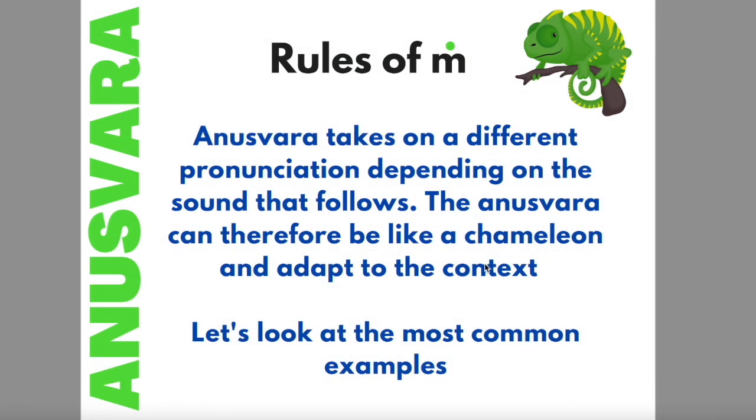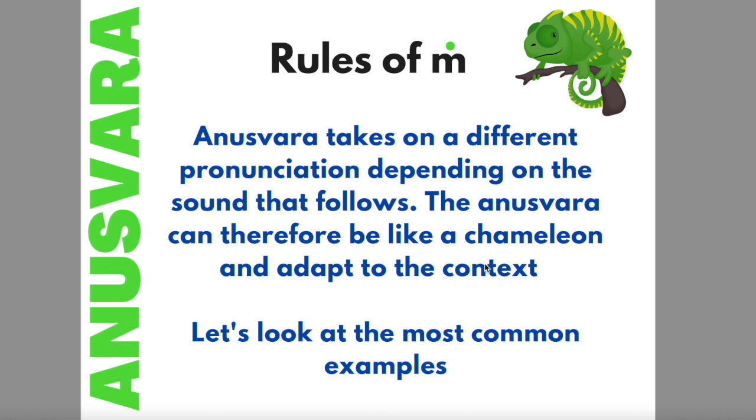We now look at a very exceptional rule, and it's completely optional if you wish to apply it or not. But it's nice to have an understanding of why the particular sounds change now and then. It's a very poetic expression which is known as the anuswar. This occurs when there's a dot on top of the M.